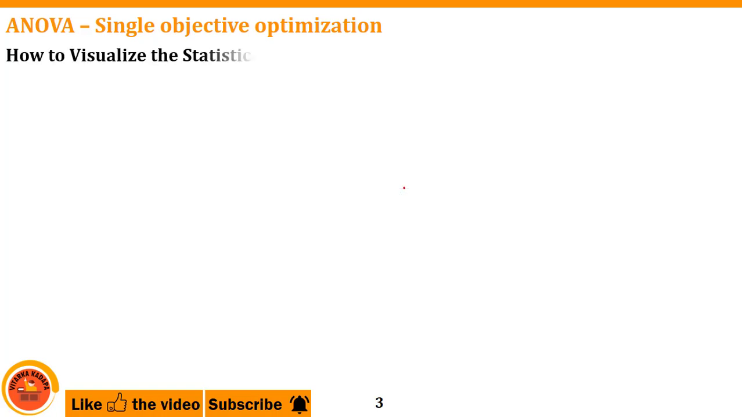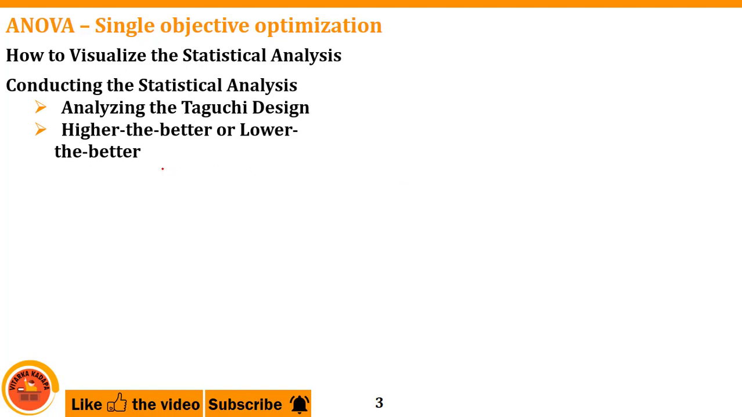Next, conducting the statistical analysis. Before conducting the statistical analysis, we have to analyze the Taguchi design. Conducting statistical analysis comes after taking the design, that is, the orthogonal array we have framed, conducting the experiment, and estimating the outputs. Whatever outputs we required, we have estimated in our experimental problem.